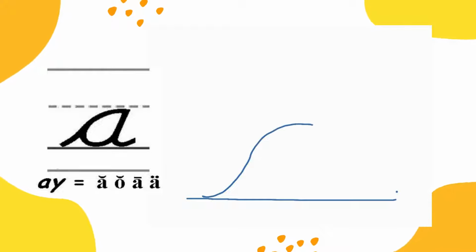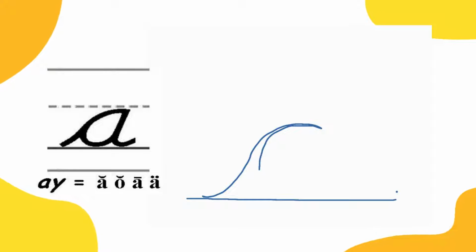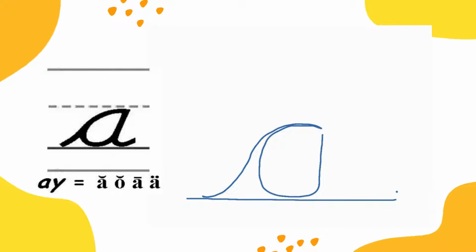Can you draw an A like me? Start on the line. Up, back around, touch the line, straight up, back down, and out.